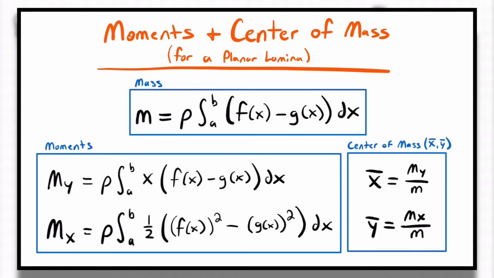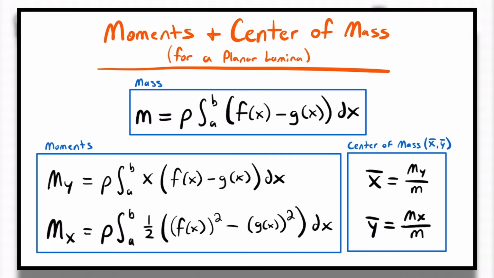Now for the moments, we need the moment about the y-axis and the moment about the x-axis. These are also two separate definite integrals that we need to know. The moment about the y-axis is equal to the density times the integral from a to b of x times the difference between our two functions, f of x and g of x. Then the moment about the x-axis is equal to the density times the integral from a to b of 1/2 times f of x squared minus g of x squared. Okay, and so you're going to want to know all of these formulas when you are working on finding the center of mass of a planar lamina like we are in our example problem.